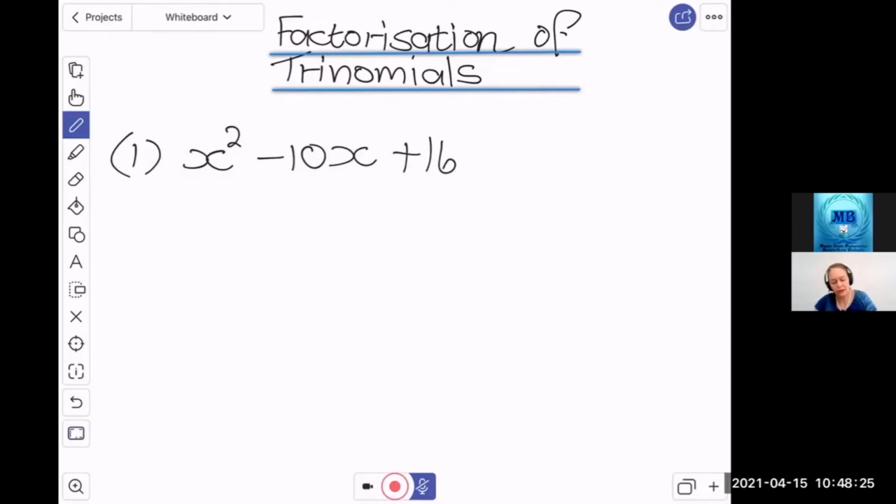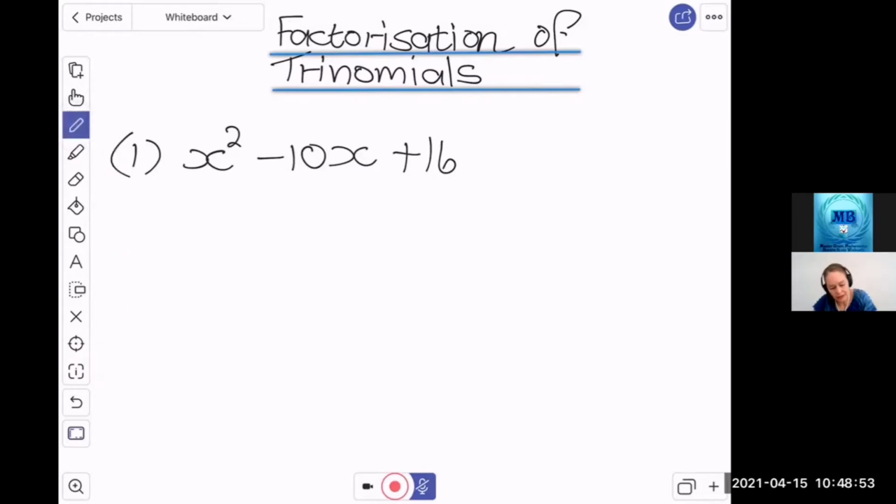Now we know with trinomials, the first thing we need to do is to have a look at the coefficient of x squared. If there is a coefficient in front of the x squared, we need to try and take that coefficient out as a common value of all the terms if it is possible. In this case, there is no coefficient, so we don't have to do anything like that. We can just continue with the factorization.